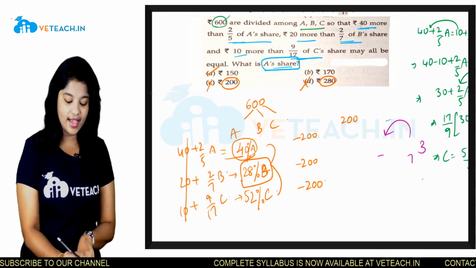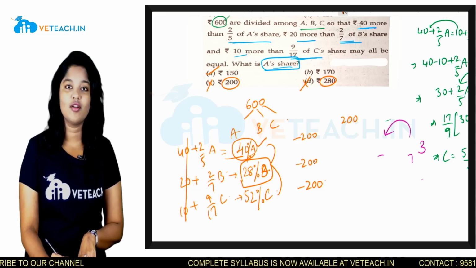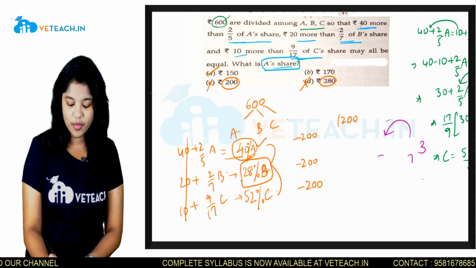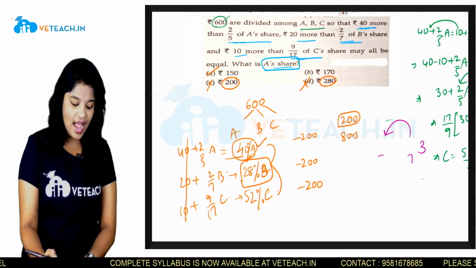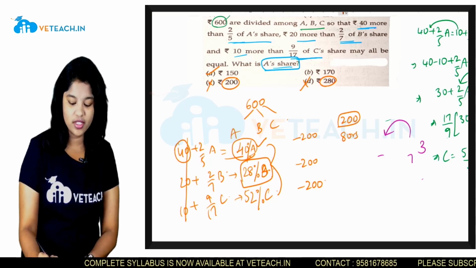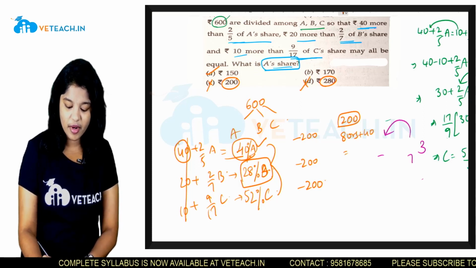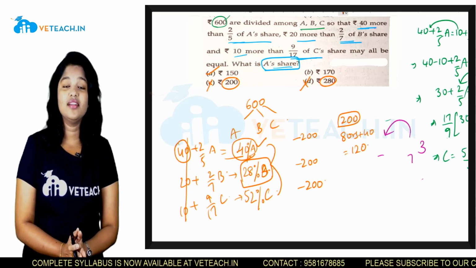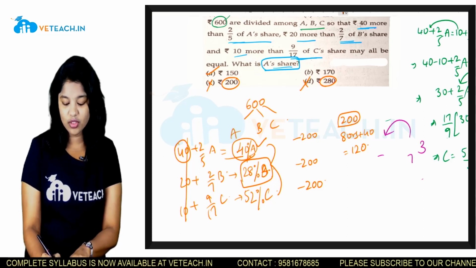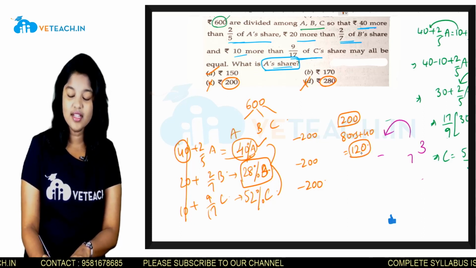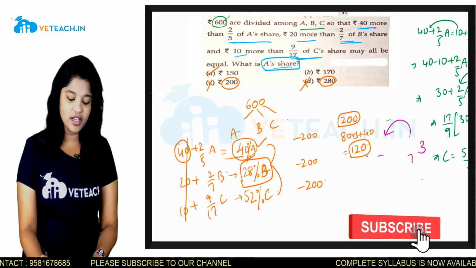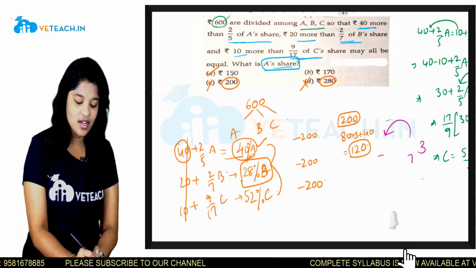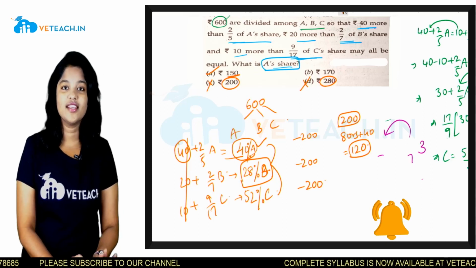So, here they have given it as 40% of K. If it is equally distributed, 40% of 200 is 80 rupees and we are adding 40 rupees to it. So, 80 plus 40 equals 120. But it is not equally distributed, so the value lies nearly plus or minus 120 rupees only. In the options, the nearest value to 120 is 150. So, option A is our answer.